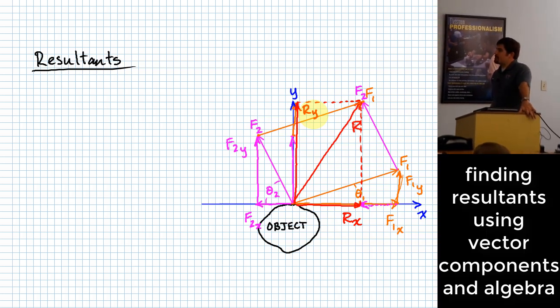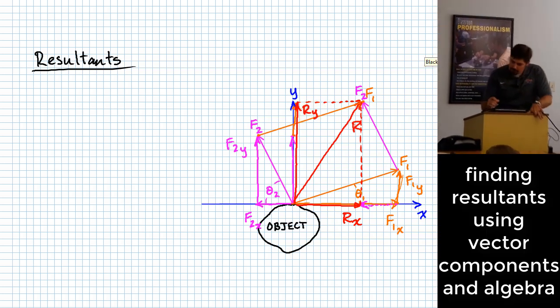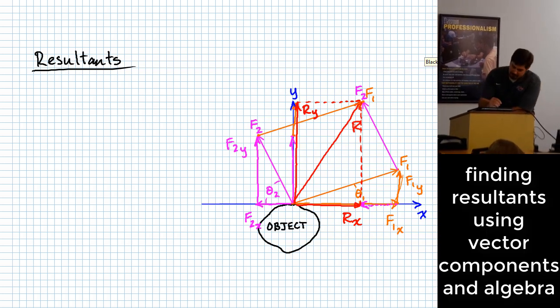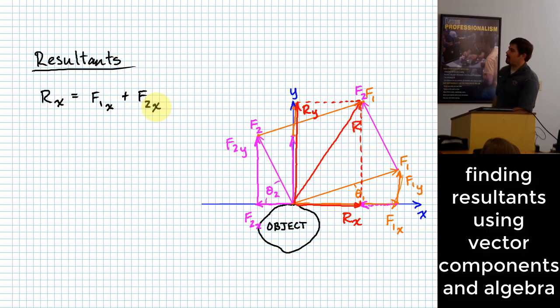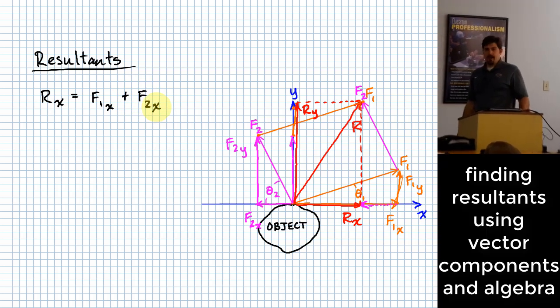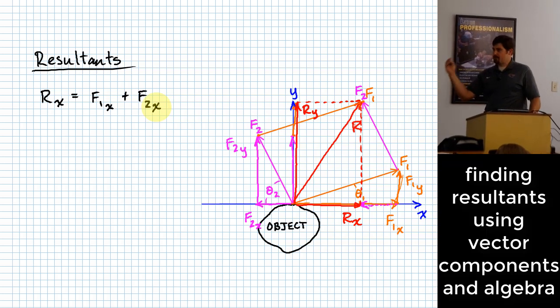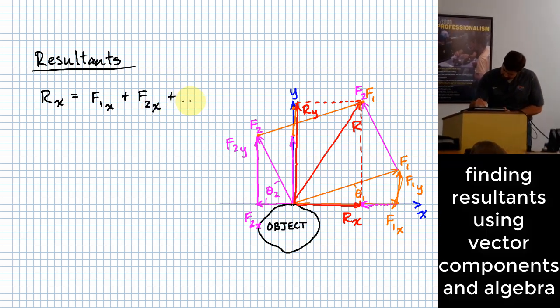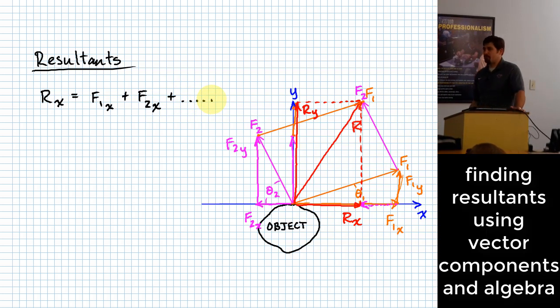Okay, so let's actually think about the trig of that. All right, so if I want to come up with my x component of my resultant vector, Rx, what do I do? Okay, if I have just two components, I could say I take F1x and add to it F2x. What if I have more than two components? You keep on adding all of those x components, right? So I'll say plus however many other components that you end up with in the x direction.